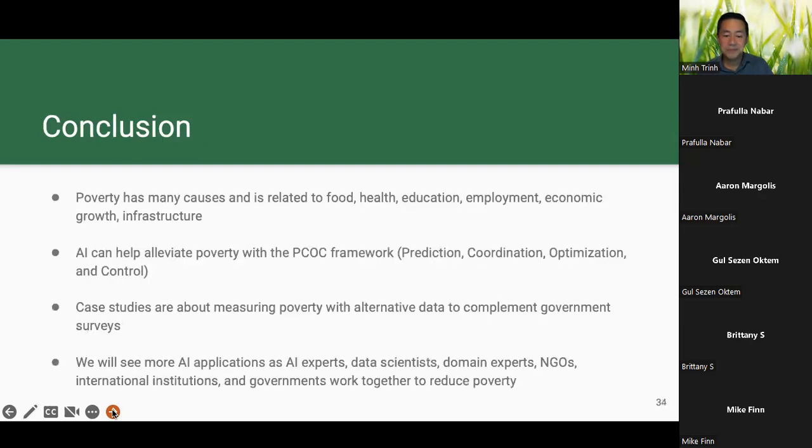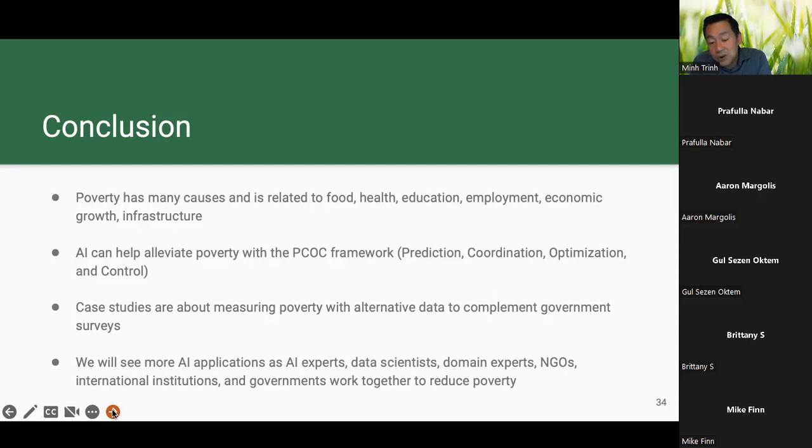please. So to conclude, this is a very quick overview, but we've seen that poverty has many causes, right? It's also related to many other sustainable development goals: food, healthcare, education, employment, economic growth, infrastructure. AI can help with that, through the PICOP framework: prediction, coordination, optimization, and control, even though, at least for poverty, people are more focused on prediction and measurement. So they try to predict poverty in some areas that were not covered by government surveys.